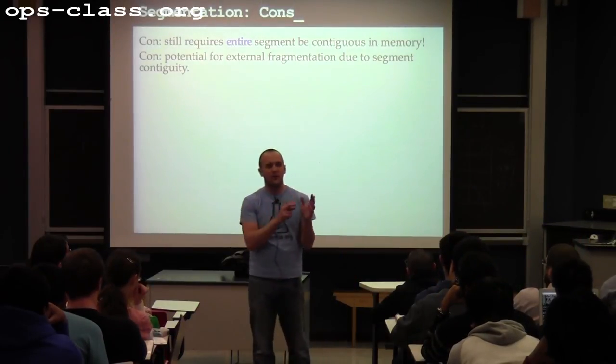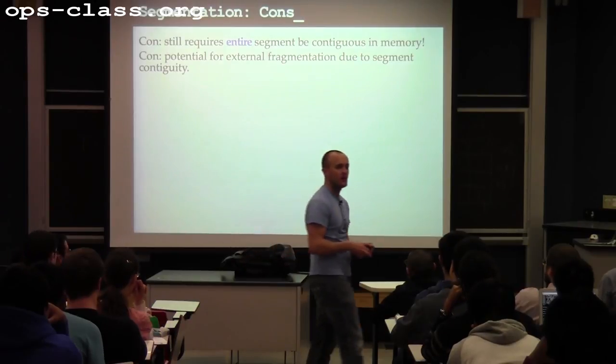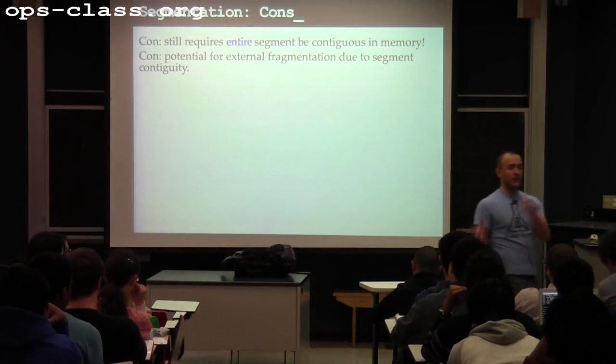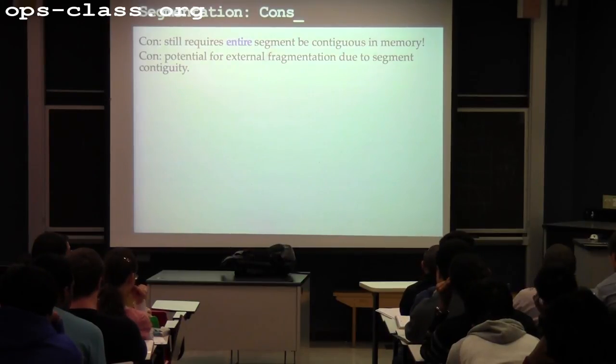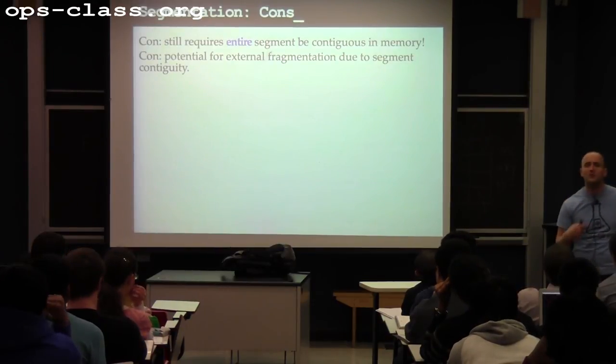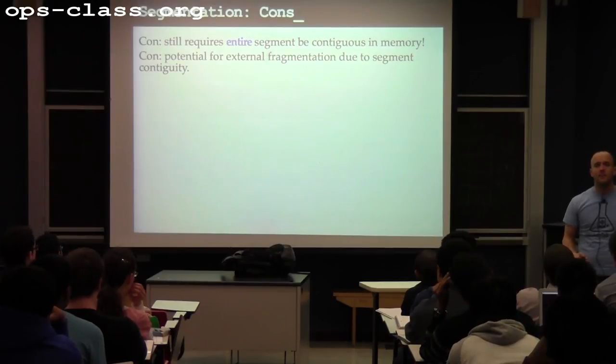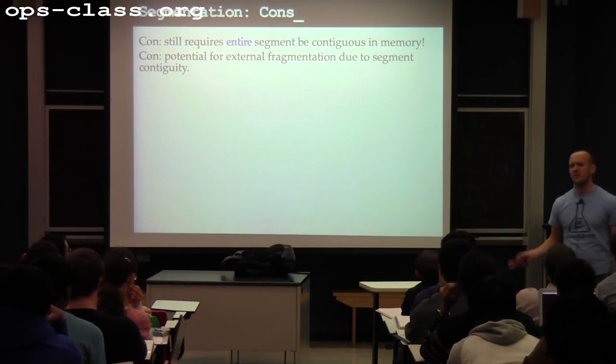I can have enough memory between my allocations to satisfy the request to bring a segment in and use it, but I can't actually bring it in without moving a bunch of stuff around. Now, can I move segments around in memory? Yes. That's one of the nice things about virtual memory, right? But what do I have to do for that? I have to copy stuff all over the place, right?